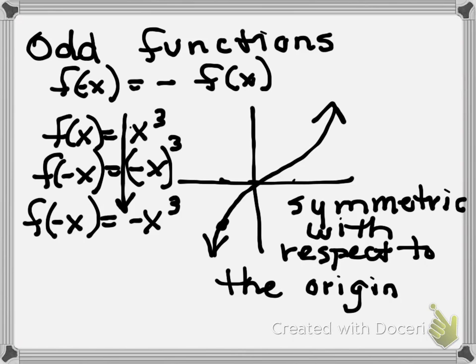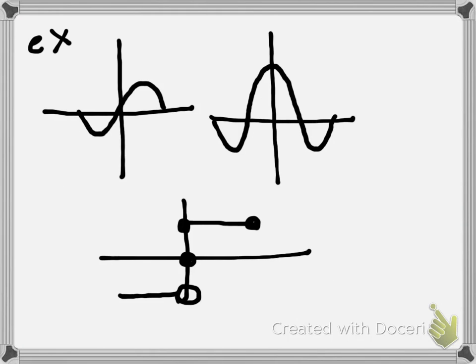So through the origin, we'd have symmetry. Point -2, -3 is on the graph. A point +2, +3 is also. Looking at each of these 3 examples, is the first one odd, even, or neither? It's odd because it's symmetric with respect to the origin.